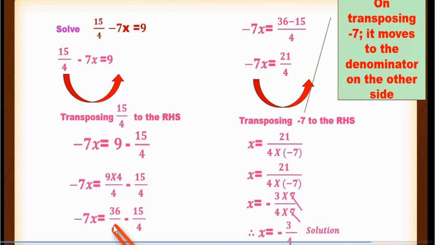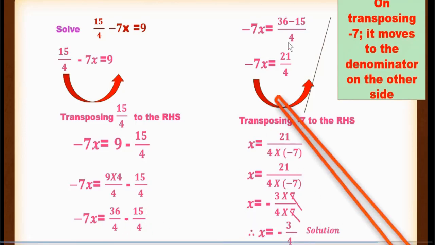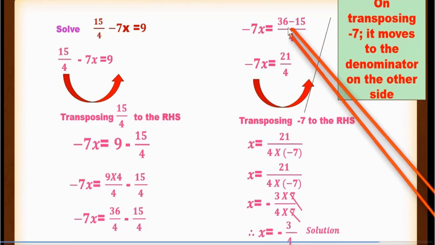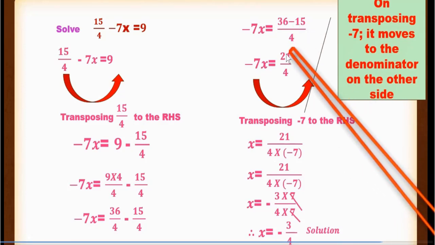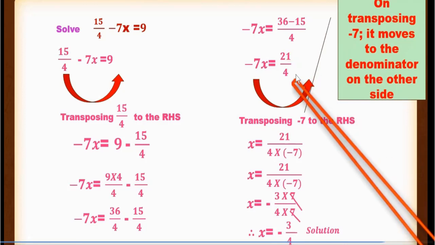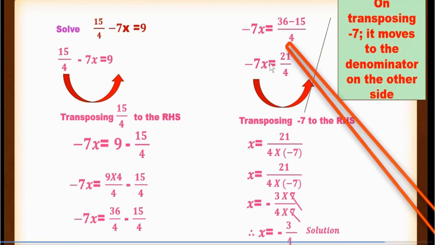Now on multiplying 9 by 4, we get 36 in the numerator and 4 in the denominator. Now did you notice that we are having common 4 in both the denominators of both the rational numbers, 36 by 4 and 15 by 4? Yes. Now the operation subtraction can be carried out in the numerator. So 36 minus 15 is 21. 21 upon 4 is the rational number which we get on the RHS.